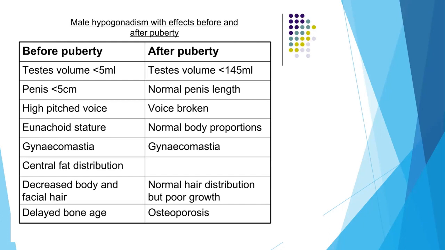If male hypogonadism occurs before puberty, then the testis volume is generally less than 5 ml. The penis size is less, that is less than 5 centimeter. The patient will have a high-pitched female-like voice, eunuchoid stature, gynecomastia, central fat distribution, decreased body and facial hair, and delayed bone age. After puberty, the testis volume is less than 15 ml. There is normal penis length. The voice is broken. There is normal body proportion. There's gynecomastia, and the person will have normal hair distribution but poor growth, and there is osteoporosis.